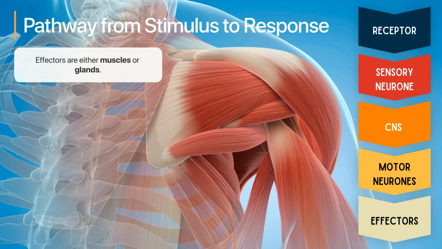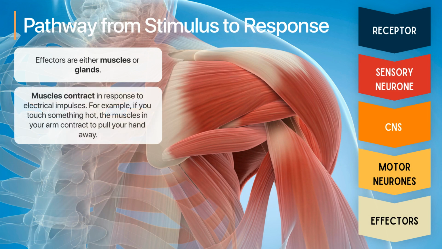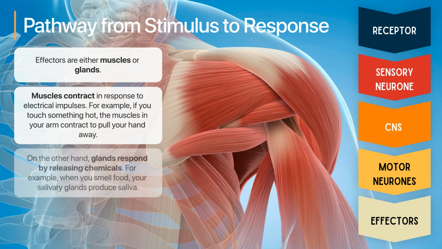Effectors are either muscles or glands. Muscles contract in response to electrical impulses. For example, if you touch something hot, the muscles in your arm contract to pull your hand away. On the other hand, glands respond by releasing chemicals. For example, when you smell food, your salivary glands produce saliva.